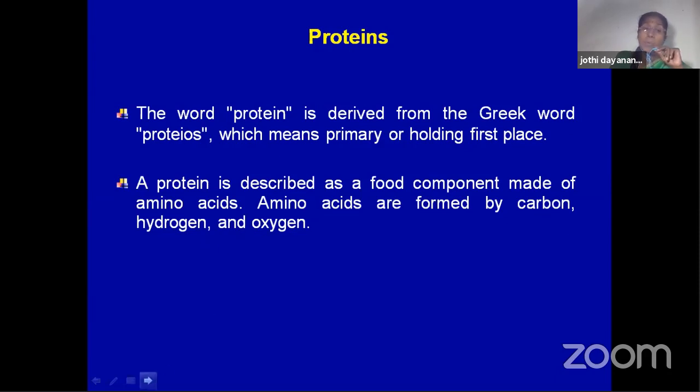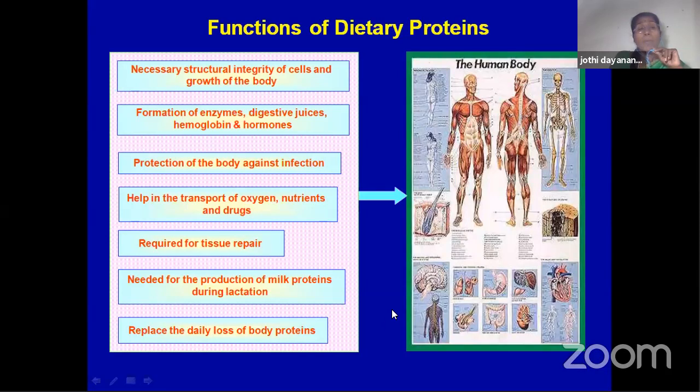Just like carbohydrate, protein has the same energy, same calorie, same components, but the functions are different. When you look into the functions of protein, it is necessary for the structural integrity of the cells and the growth of the body. Any child who has to grow muscular or tall has to rely totally upon protein. That is why mother's milk is very essential for the child till 9 months. If you feed only mother's milk, the baby will grow very healthy, full of immunity, and it allows you to fight against infection. That is why the newborn baby is given that. And it helps in the formation of enzymes, digestive juices, and hemoglobin.